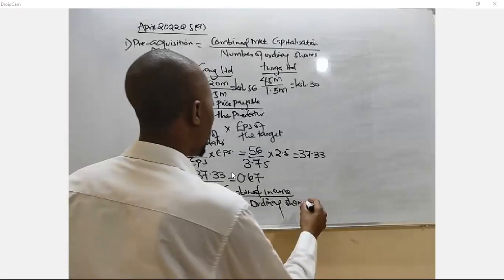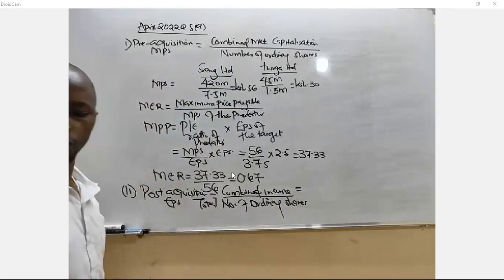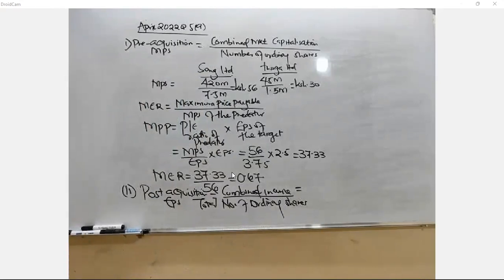Now, how much is the combined income? An examiner has already provided you the income there. I can see we have the profit after tax. No, the market capitalization, sorry. So when you look at it, the market capitalization of ours, we are given how much? We are given 420.